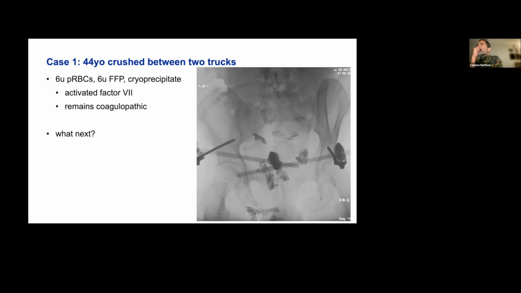So, are either of you guys doing pelvic packing in your institutions? And if so, when? And do you find it to be an effective maneuver?